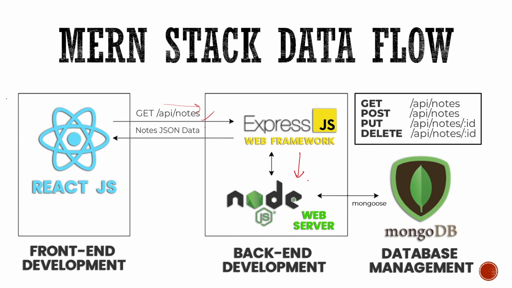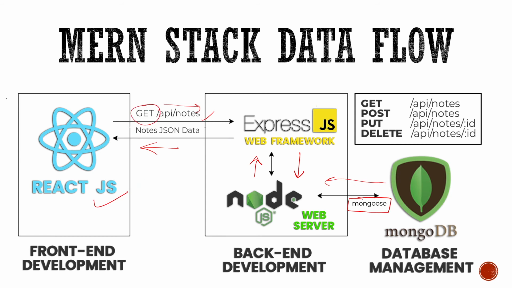What the web server does is it uses a library called Mongoose. Mongoose provides us a lot of helpful queries so we can fetch the data from the MongoDB database. So it takes all of the nodes from the MongoDB database, and through our web server, it sends it to our web framework, and our web framework interprets it in the form of JSON data and sends it back to our React.js.